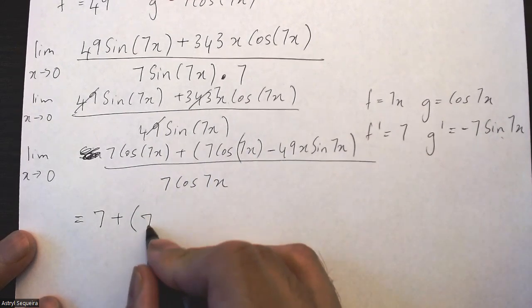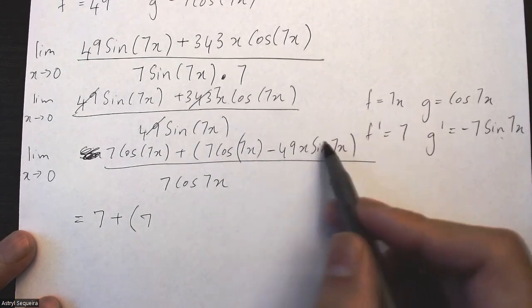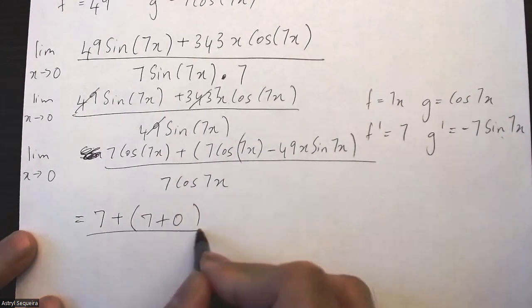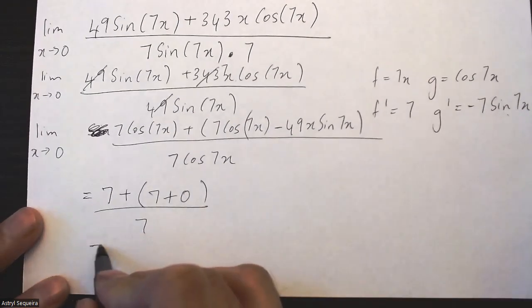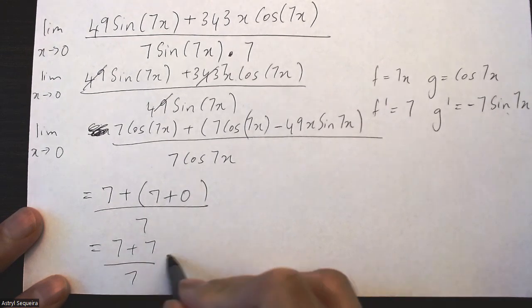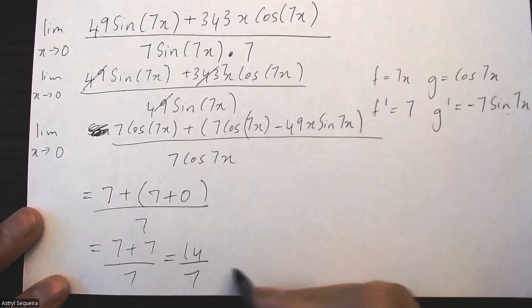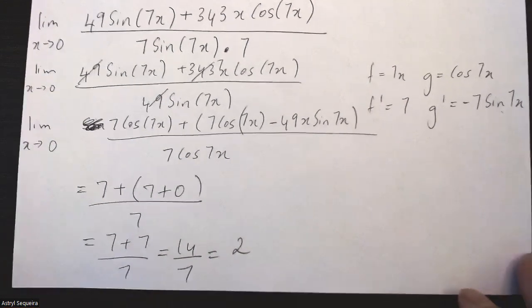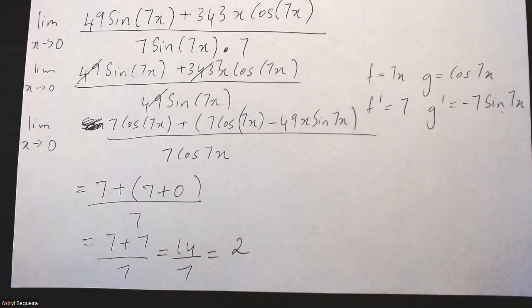Same thing, this is just 7. This will all be 0 because x is 0, which means the whole thing will multiply as 0. Bottom is just 7. Final answer is just 7 plus 7 over 7, which is 14 divided by 7, which means that the limit approaches 2. We finally reached our solution. Just took 2 times of L'Hopital's rule with the product rule over here.